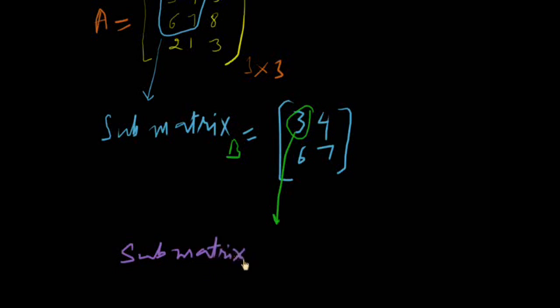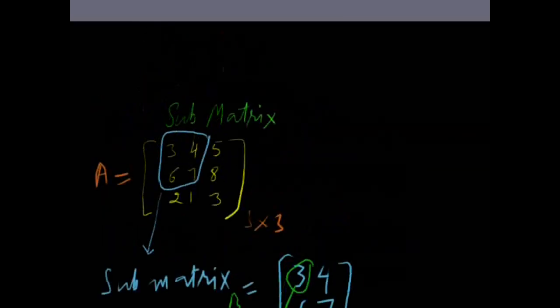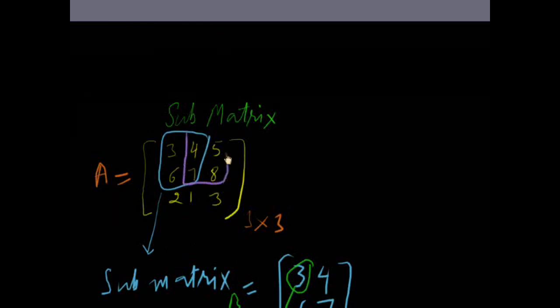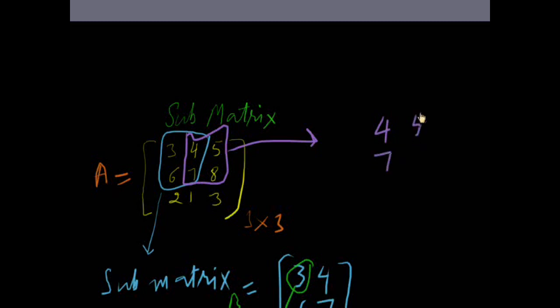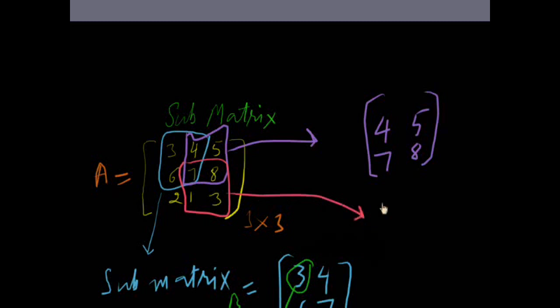Matrix C, and this is a 3 or 4 or 6 or 7. We can take this. This is also a submatrix: 4, 7, 5, 8. This is also a submatrix. Like this, we can make any submatrix.